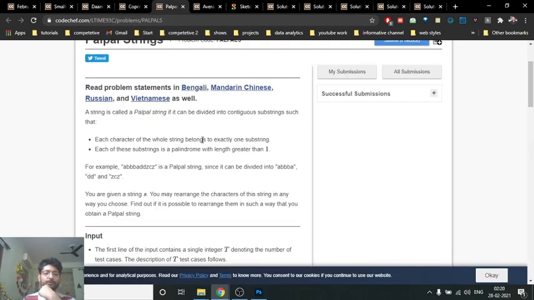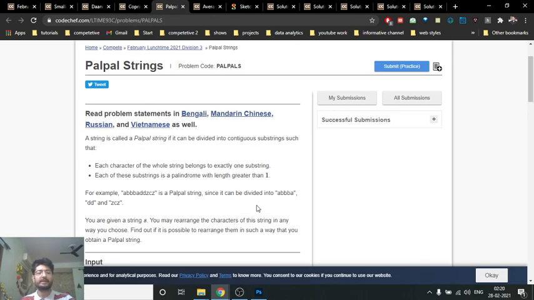That's problem 3. Problem 4 is palindromic strings, in which you are given a string. It's a very standard and common problem, you can also find it on LeetCode. You are given some string, and what you have to do here is divide this string into different strings such that all the divided strings are palindromes and their length is greater than 1. You can rearrange the characters however you want, such that the divided strings have length greater than 1 and everything is a palindrome.